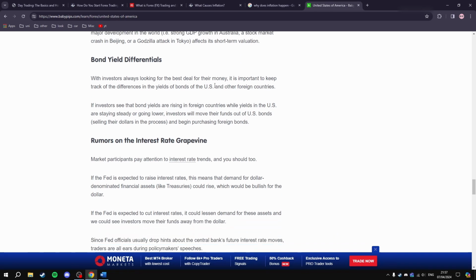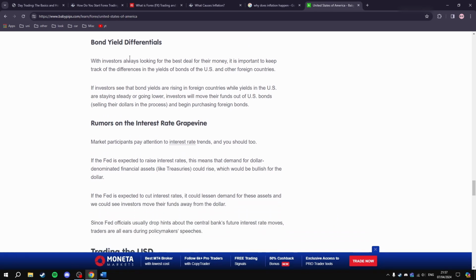Bond yield differentials. With investors always looking for the best deal for their money, it is important to keep track of the differences in the yields of bonds of the US and other foreign countries. If investors see that bond yields are rising in foreign countries while yields in the US are staying steady or going slower, investors will move their funds out of the US bonds, selling their dollars in the process, and begin purchasing foreign bonds.